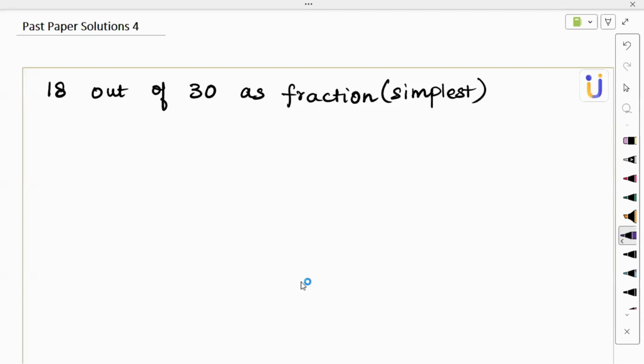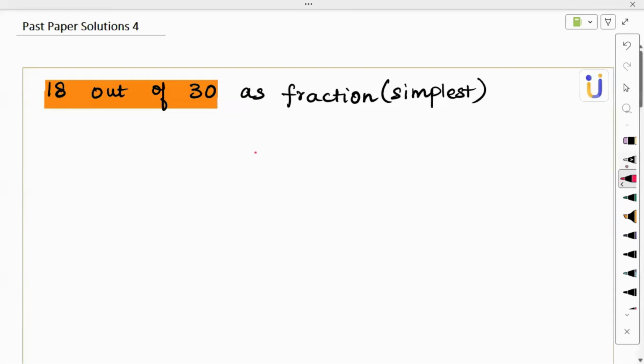We are in the fourth question of the series. In this question, we are going to discuss a fraction and simplifying the fraction. The one and only question here is, we have to write 18 out of 30 as a fraction in its simplest form. The first goal is to make it a fraction.